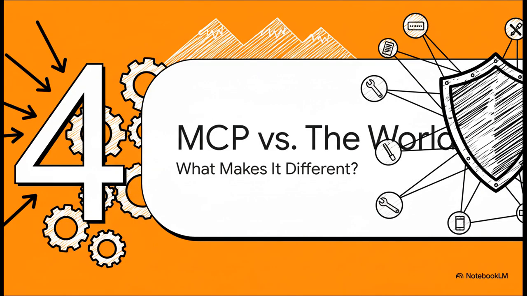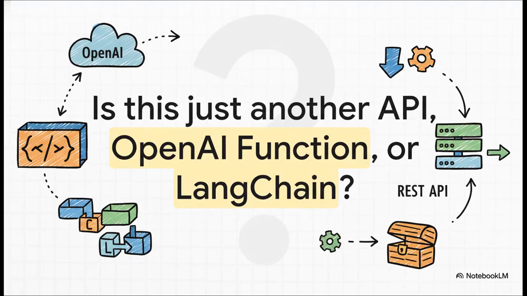All right, so we get how it works now. But let's be real, the tech world is absolutely drowning in different protocols and frameworks. So what really makes MCP different from all the other stuff out there? Let's just tackle those big questions head on. I know what you're probably thinking right now. Hold on. This sounds an awful lot like OpenAI's function calling. Or maybe this is just a fancy API. And how is this any different from a framework like LangChain?